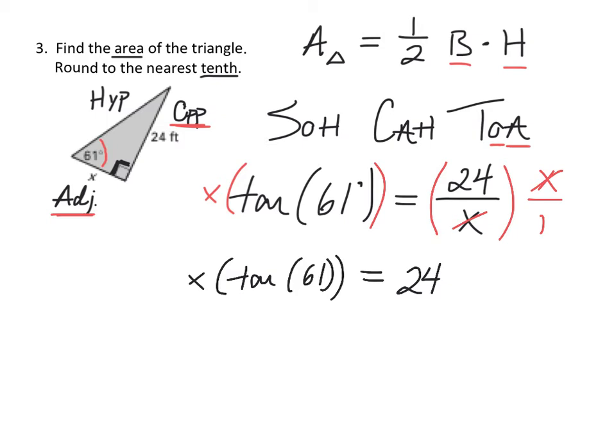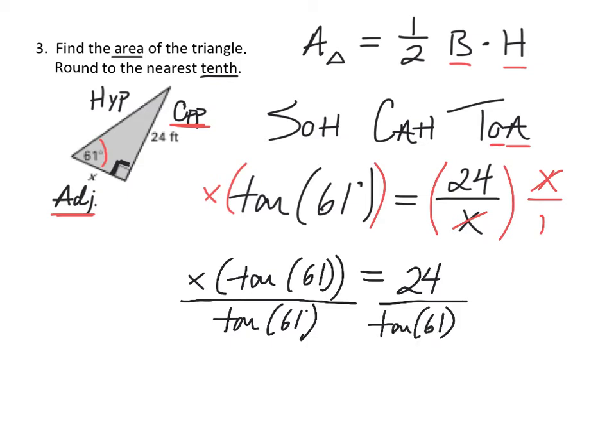Next thing I want to do is get x all by itself, so I'm going to divide by tangent of 61. Have to do that on both sides. And what's going to happen on the left-hand side is that these two are going to cancel out. So I end up with x all by itself, which is going to be equal to 24 divided by tangent of 61.